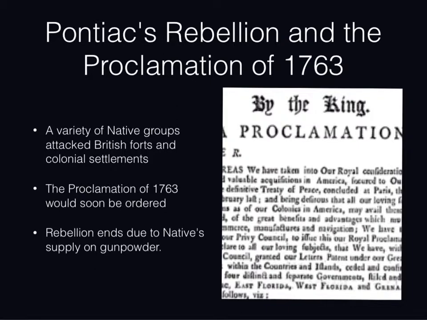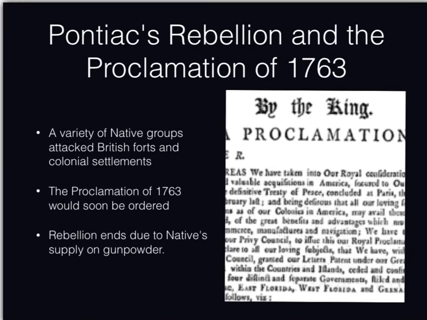The attacks on British forts in the Great Lakes region and Ohio River Valley were caused by colonists taking over native lands in western Pennsylvania and Virginia. Pontiac's Rebellion was named after an Ottawa chief who led the attack on Detroit. Eventually, the attacks became expensive for Britain, so they decided to keep peace with the natives.